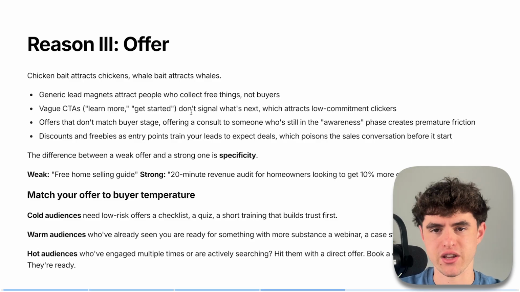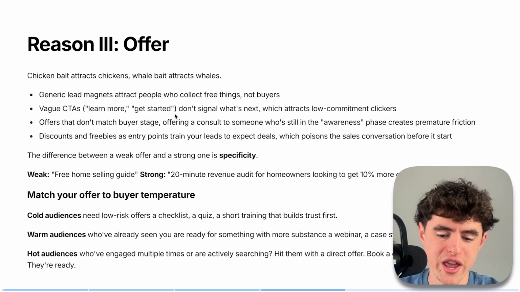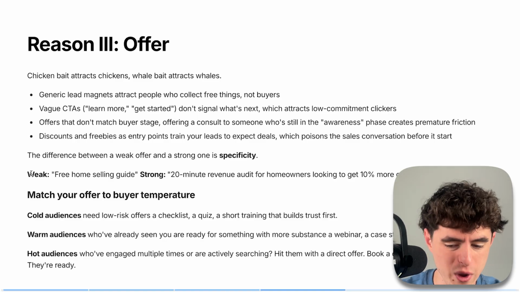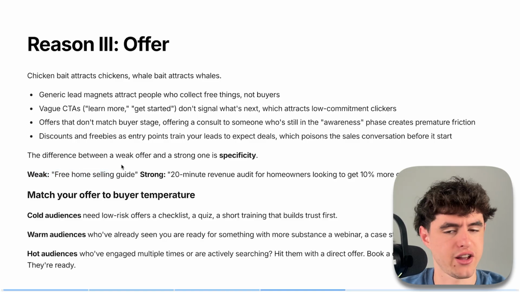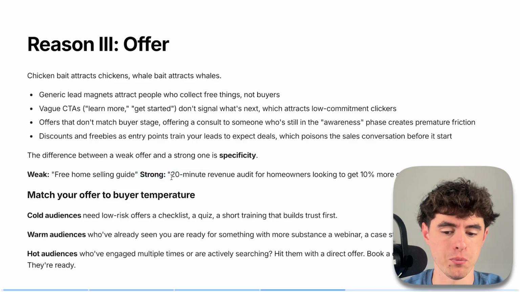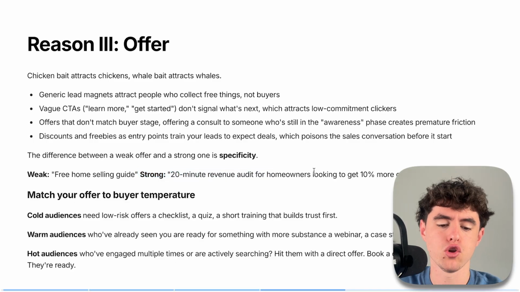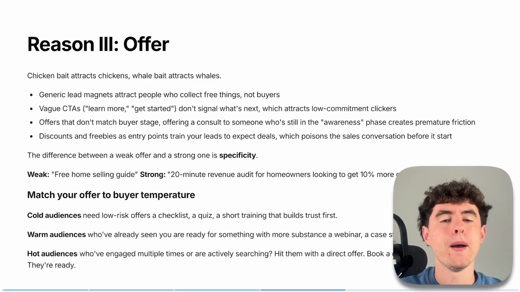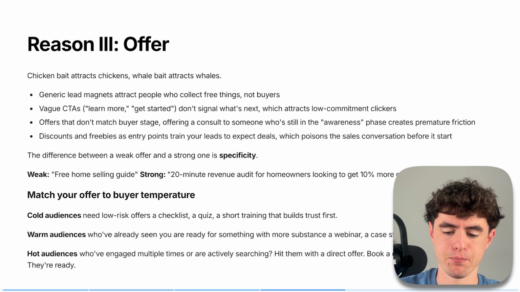So what's the meaning of this? The difference between a weak offer and a strong one is specificity. A weak offer is going to be a free home selling guide. A strong offer would be a 20-minute revenue audit for homeowners looking to get 10% more on their area home. Match your offer to the buyer temperature.